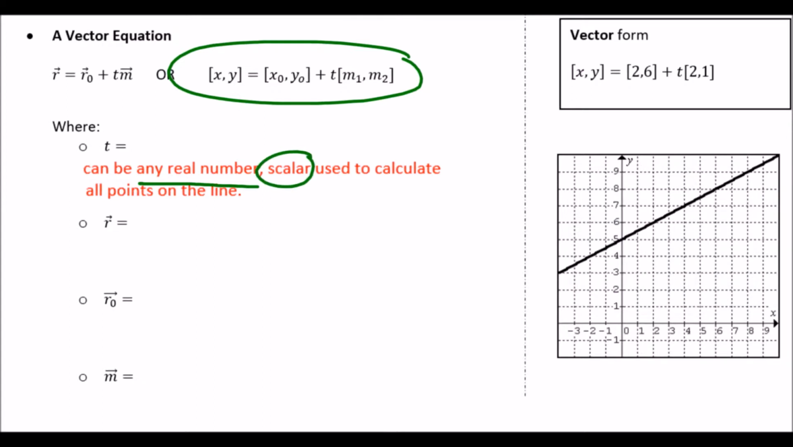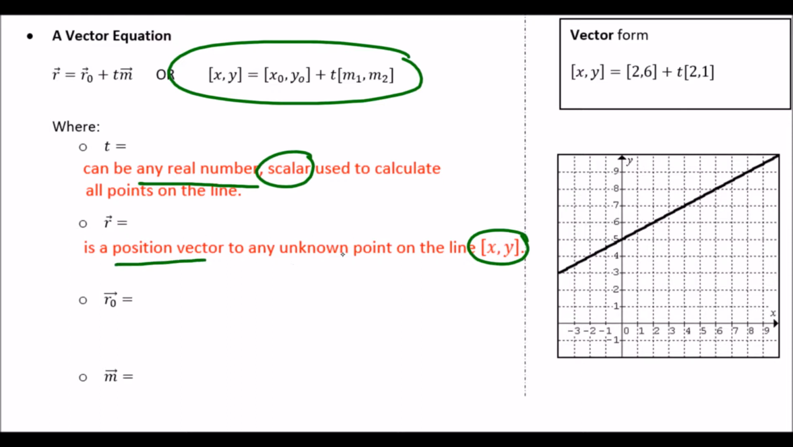R, what is R? R is a position vector to any known point on the line, and it's written like this. It's written as x, y, position vector (x, y). All right, so R is a position vector to any unknown. Now I really should say unknown or known. What do you mean? Well, we'll see that in a second. Really unknown or known point on the line. And it's written as that.